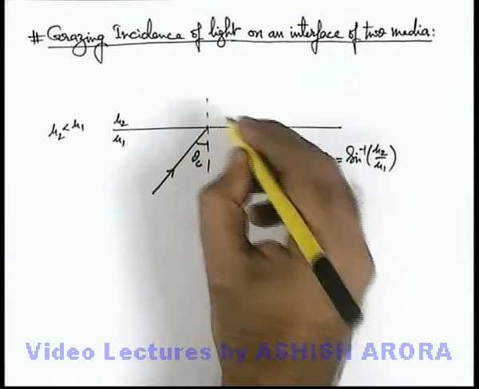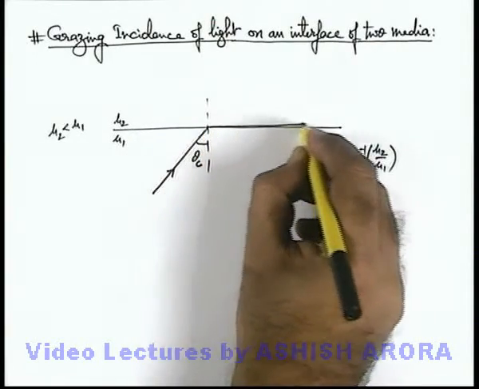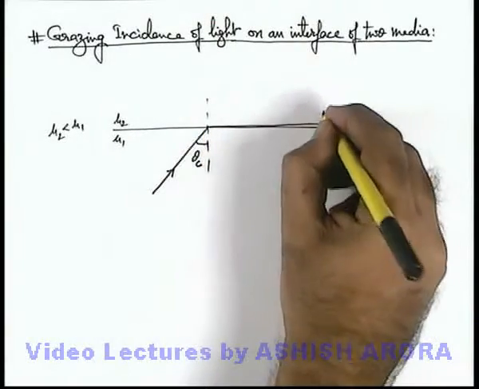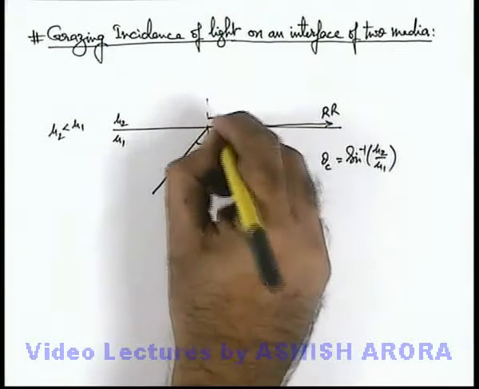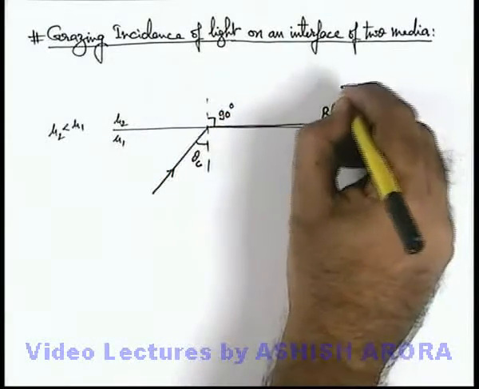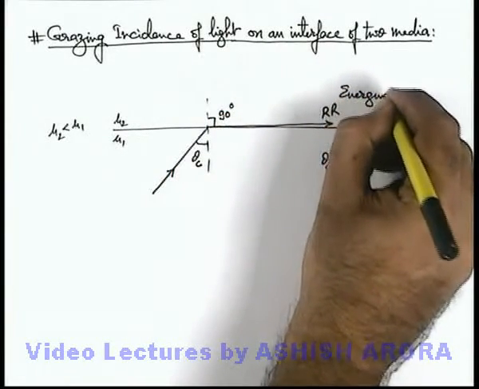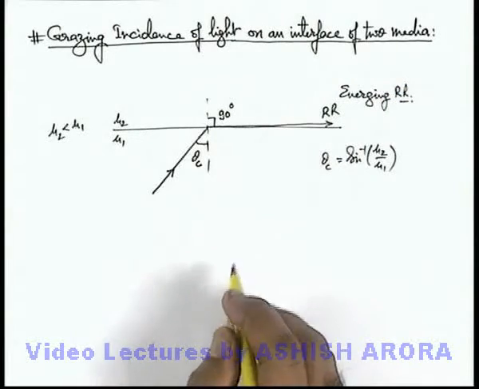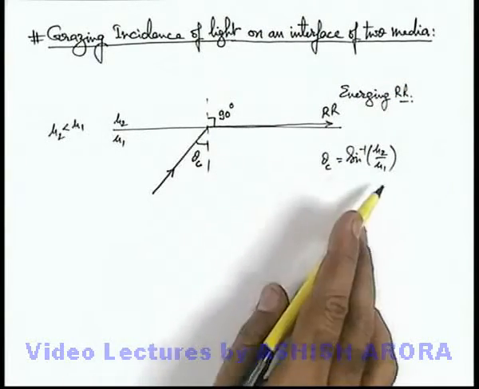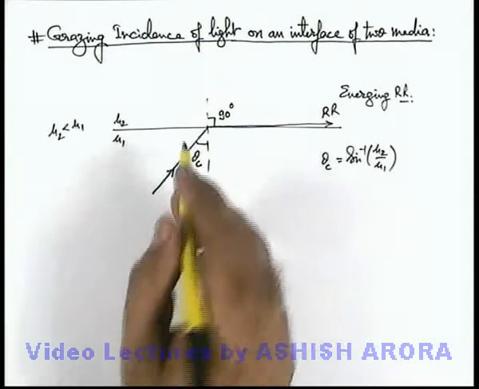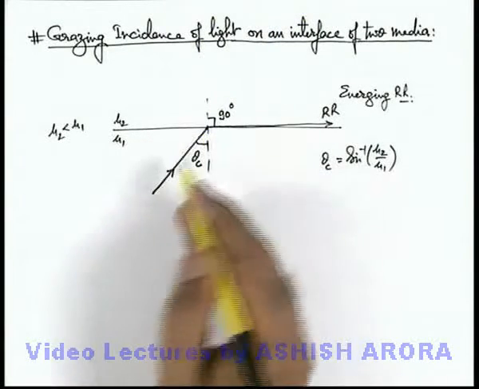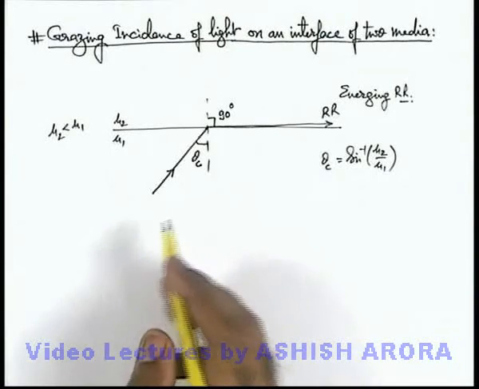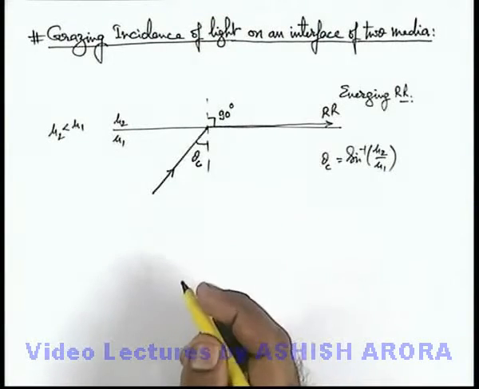Then after refraction, the light ray will graze along the boundary. This is the refracted ray which is emerging out at an angle of 90 degrees, and we call it the emerging refracted ray. Now, one thing you must keep in mind is that from Snell's law we can say that during refraction, the path of a light ray is retraceable, which we call the law of reversibility of light.